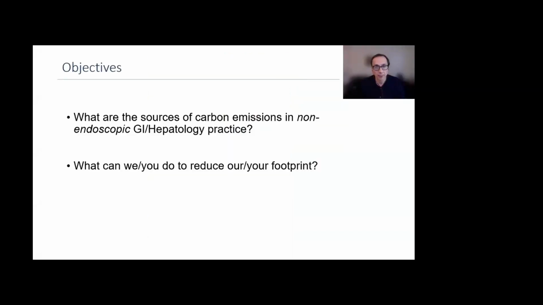With this experiential introduction, I will now proceed to the formal presentation and try to address the following two main questions. First, what are the sources of carbon emission in our non-endoscopic GI hepatology practice? And second, I will try to answer the question of what we can do to reduce our carbon footprint.